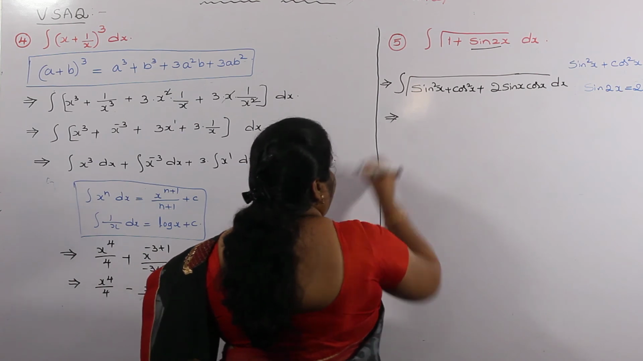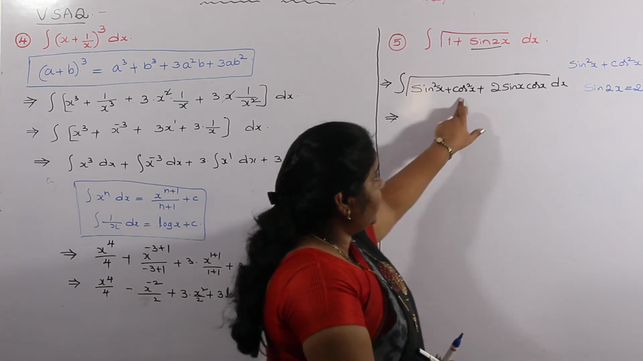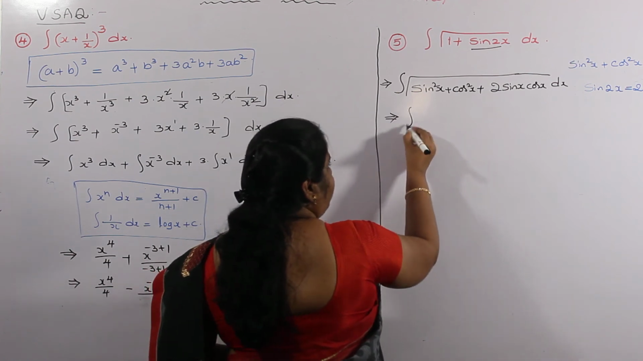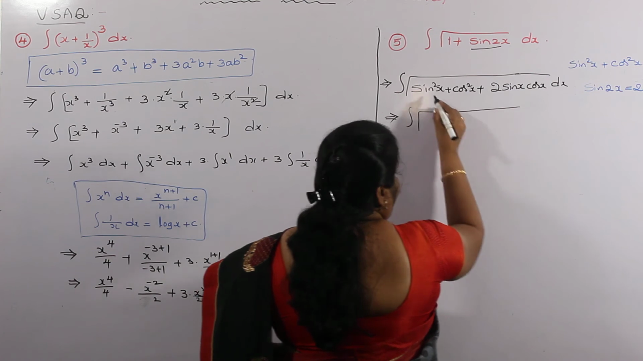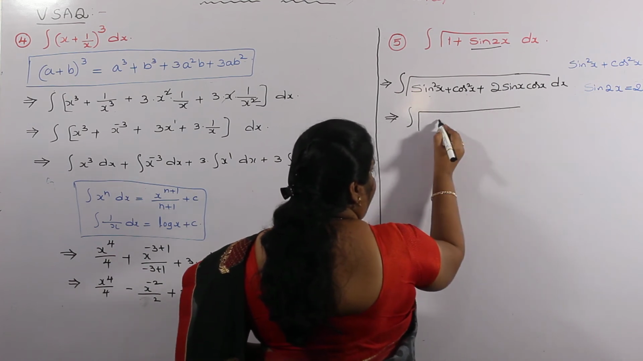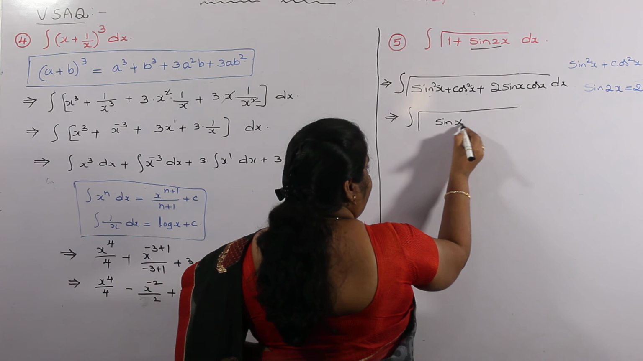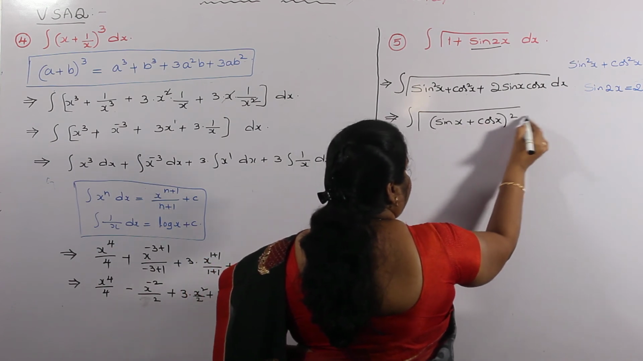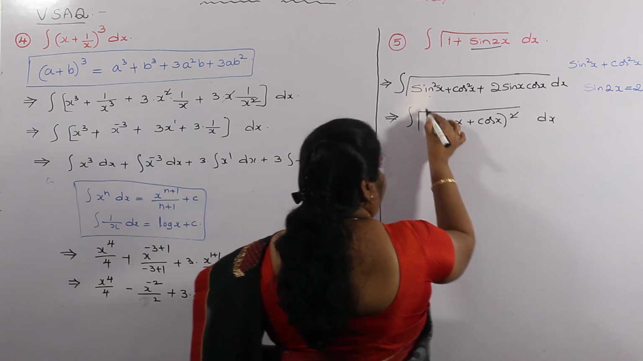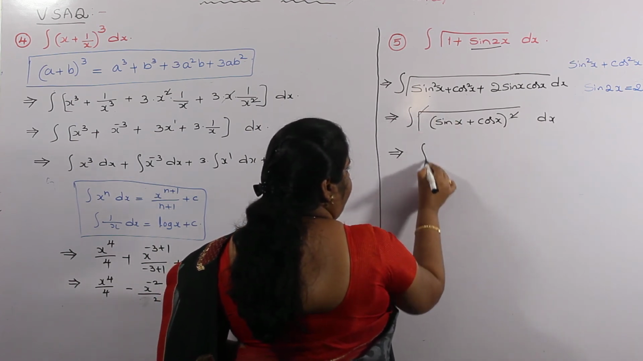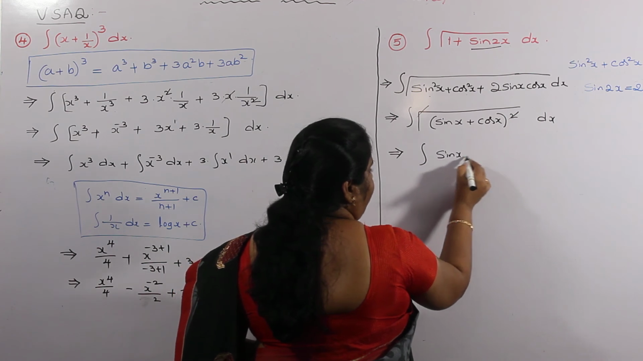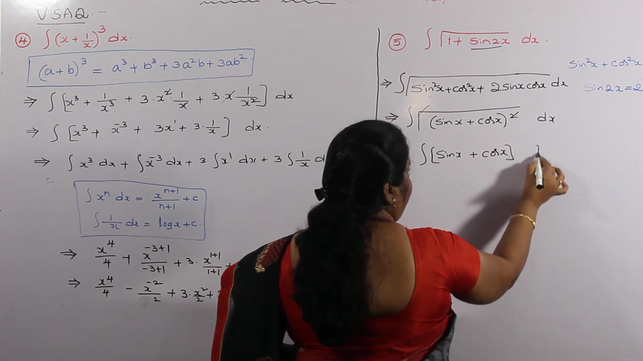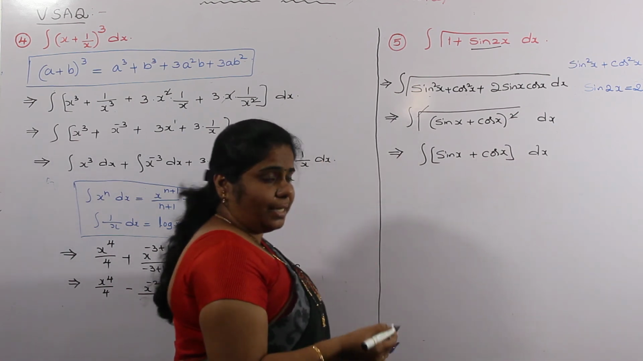That implies, now this is in the form of a square plus b square plus 2ab. This is in the form of (a plus b) whole square. That implies integral root over a square plus b square plus 2ab, that formula is (a plus b) whole square, that is (sin x plus cos x) whole square dx. Square and root is cancelled. Remaining is integral of sin x plus cos x dx.